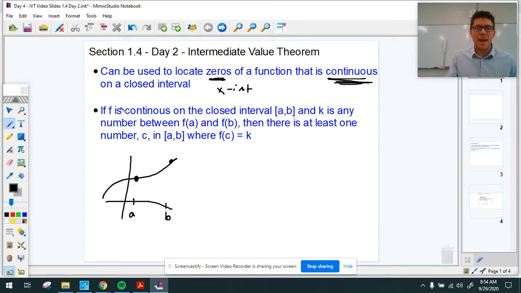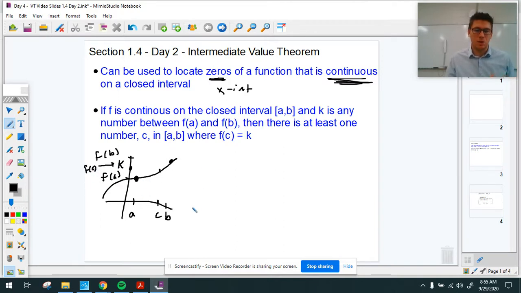And k is any number between f of a and f of b. f of a is the y coordinate there, f of b is there, and k is between. Then there is at least one number, call it c, in a to b where f of c is k. All right, so c, and then k is now the same thing as f of c. Okay, that makes sense.